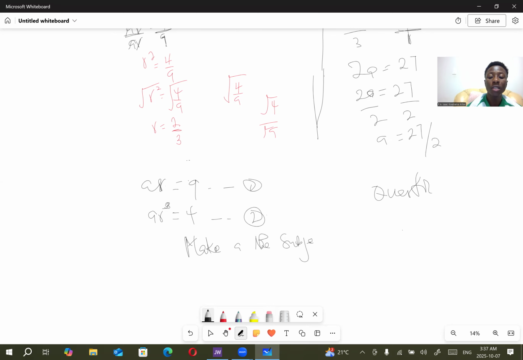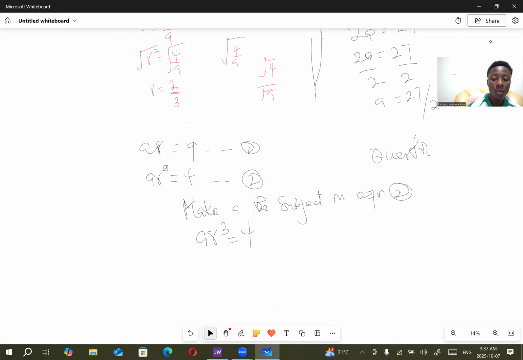Make A the subject in equation 2. So AR exponent 3 equals 4. Making A the subject means that you divide by whatever is attached to it, right?